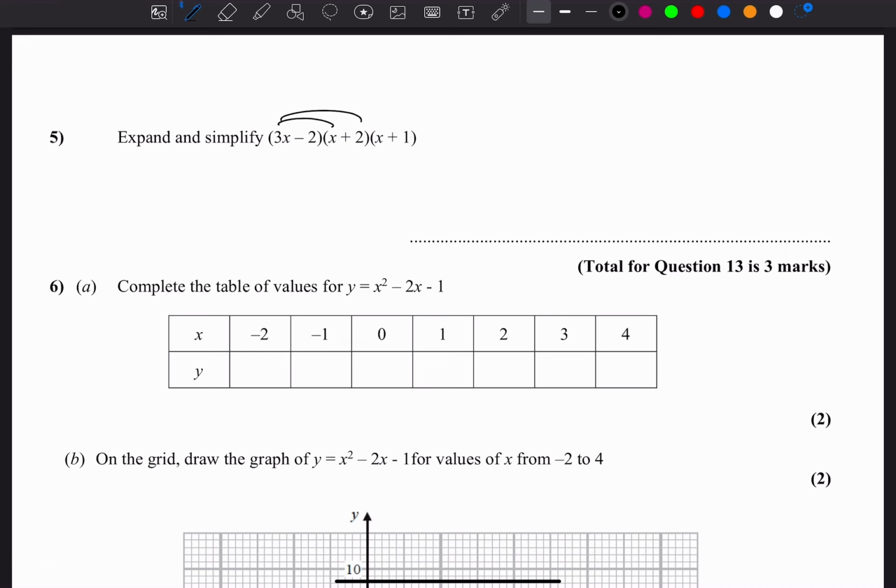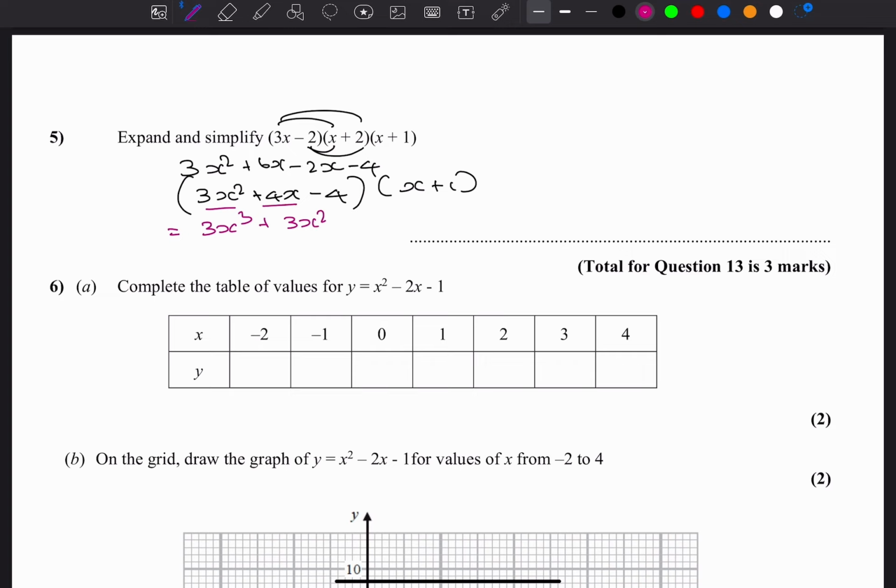Good. Next one. Expand the triple brackets. Multiply here, here, here, here: 3x squared plus 6x. Here, here, here: minus 2x minus 4. Which will make it 3x squared plus 4x minus 4, multiplied by x plus 1. Multiply by 3x squared, that will make it 3x cubed plus 3x squared. Times by 4x squared plus 4x, times by minus 4, that's minus 4x minus 4. Plus 4x minus 4x cancel, that's good. So we get 3x cubed plus 3x squared plus 4x squared is 7x squared. The plus 4x minus 4x cancel, take away 4. And that's the answer.